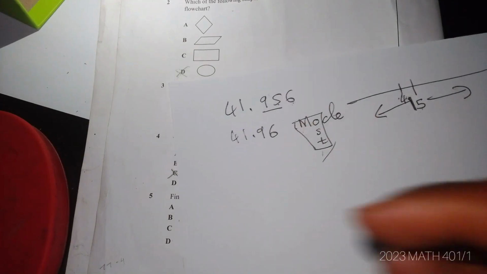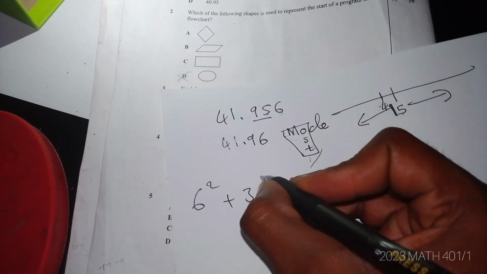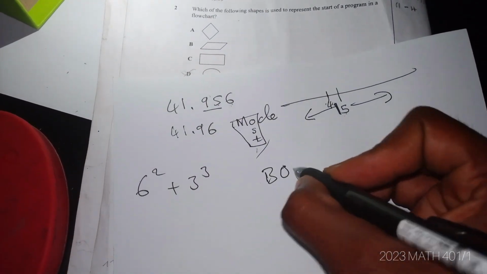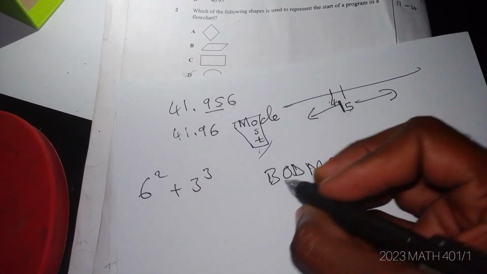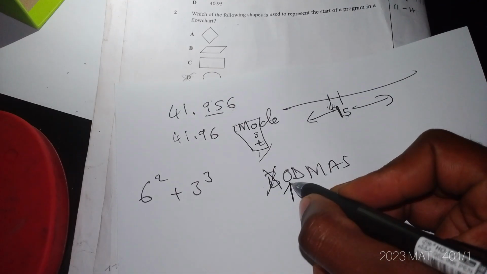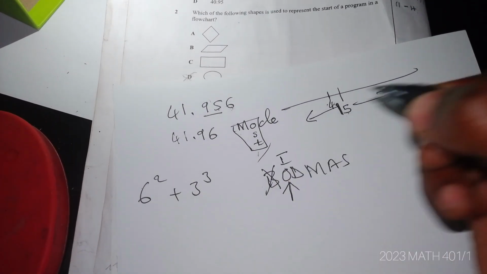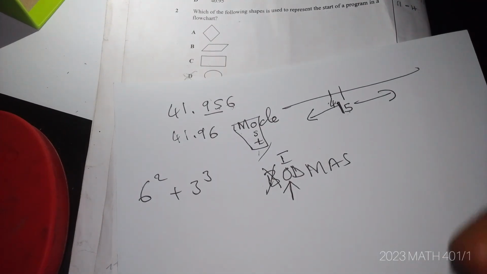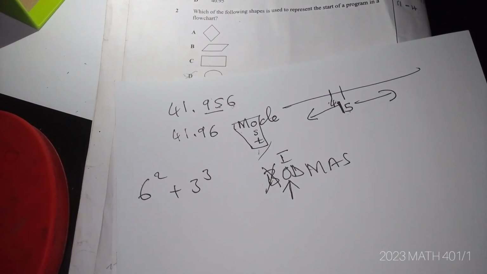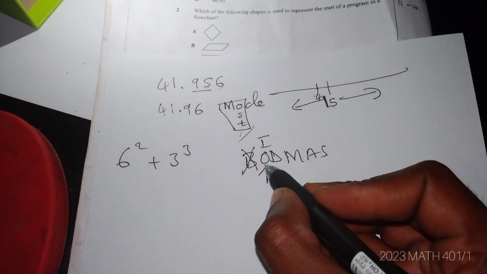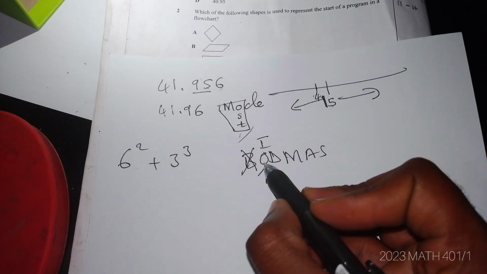And then on question 5, find the value of 6 squared plus 3 cubed. According to BODMAS, if you don't have brackets, then you can straight away proceed to orders. Orders, or indices if you're using BIDMAS, or exponents if you're using PEMDAS, it's all the same. It all depends on who taught you this topic.